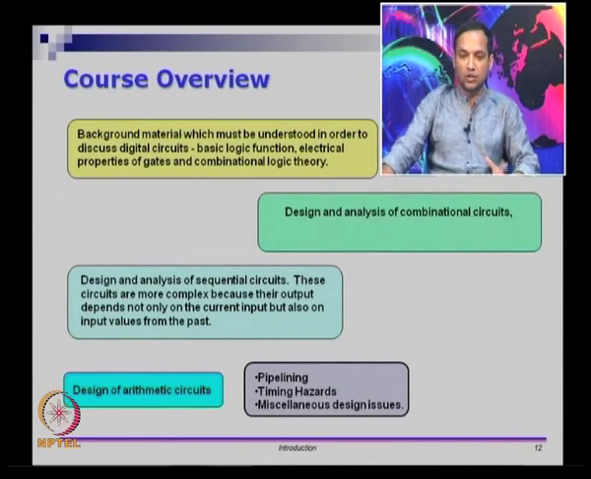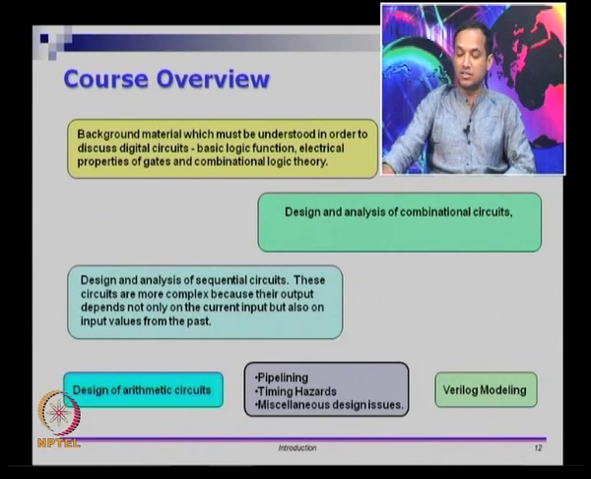We will learn some techniques for high speed design of digital circuits. So we will learn the notion of timing a digital circuit and what are the different techniques used for timing a circuit. And finally we will also learn how to write Verilog code. Verilog is a hardware description language. We will learn how to write Verilog code for the digital systems that we design.